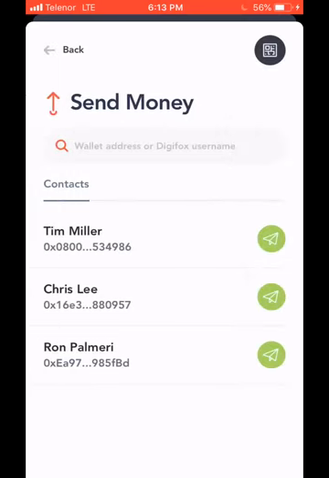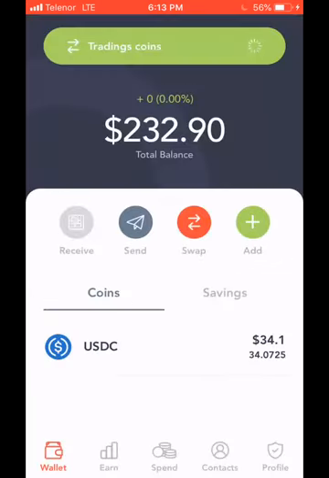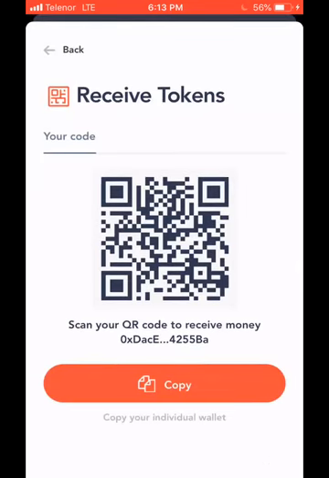And we're working towards constantly making it clearer and a little bit simpler to use. One of them is the receive tab here. I know a lot of people have been asking about what cryptos you can store in your Digifox wallet. And it's a great question.